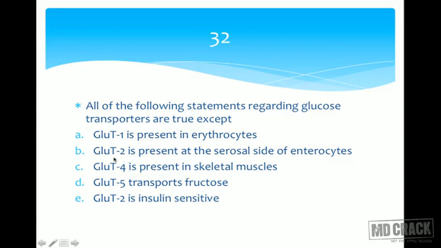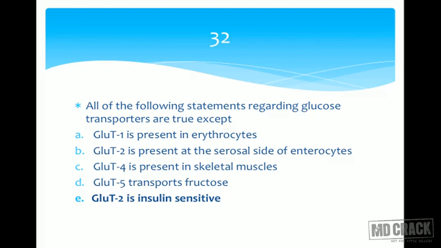All of the following statements regarding glucose transporters are true except: GLUT1 is present in erythrocytes, GLUT2 is present in the serosal cells of the enterocytes, GLUT4 is present in skeletal muscle, GLUT5 transports fructose, GLUT2 is insulin sensitive. So what was your answer? You should have been able to answer it. GLUT2 is insulin sensitive? No, it is GLUT4 which is insulin sensitive, not glucose transporter 2.